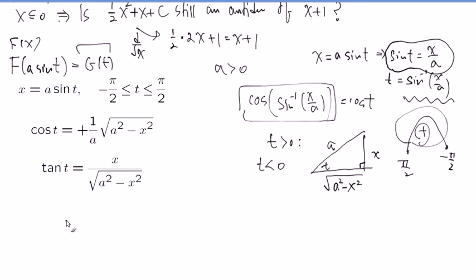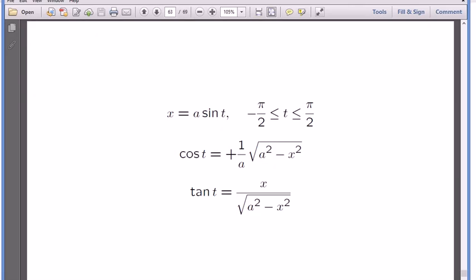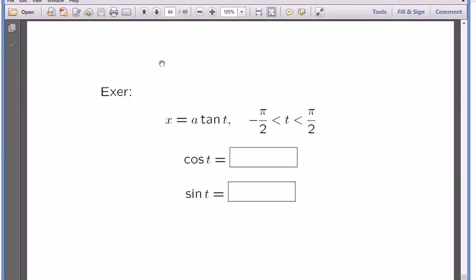All right? So I want you to do this for tangent t. x equals tangent t. For tangent t, when is this a one-to-one function? You have to look at pi over 2, negative pi over 2. Especially, I didn't make this one equal to pi over 2, because tangent is undefined at pi over 2. So you have to go like that.